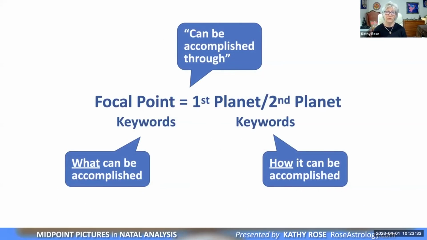But another way to flesh out this equation of a midpoint picture, to break it up, is that focal point, which is going to be the planet or the angle located at that halfway point between two planets. The focal point is what can be accomplished. The equal sign is can be accomplished through, and the first planet, second planet, the planets that are in the midpoint, is how it can be accomplished. Think that one through. That's going to help you. Okay, this is from Don's book.